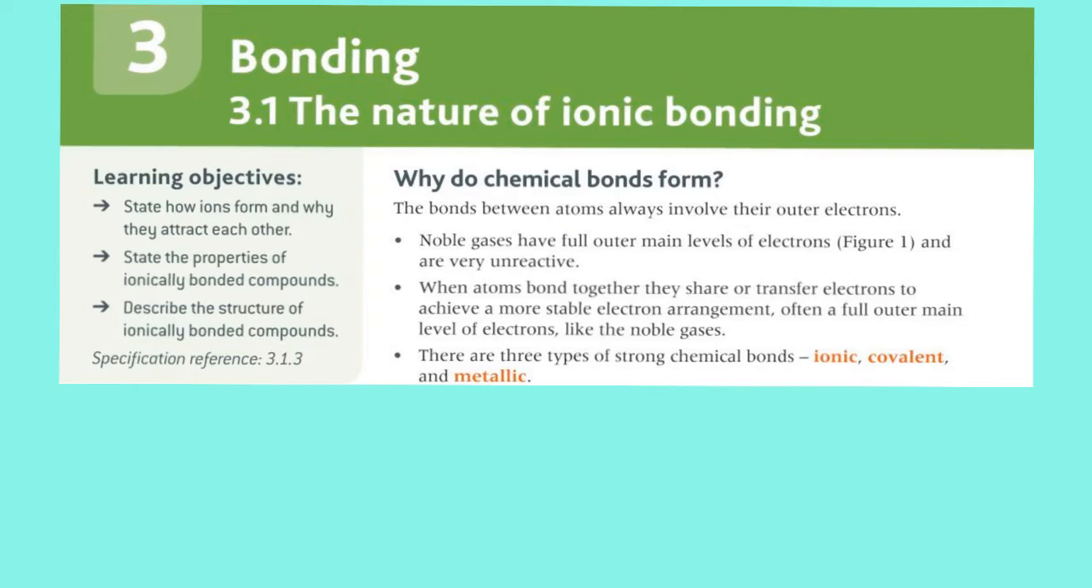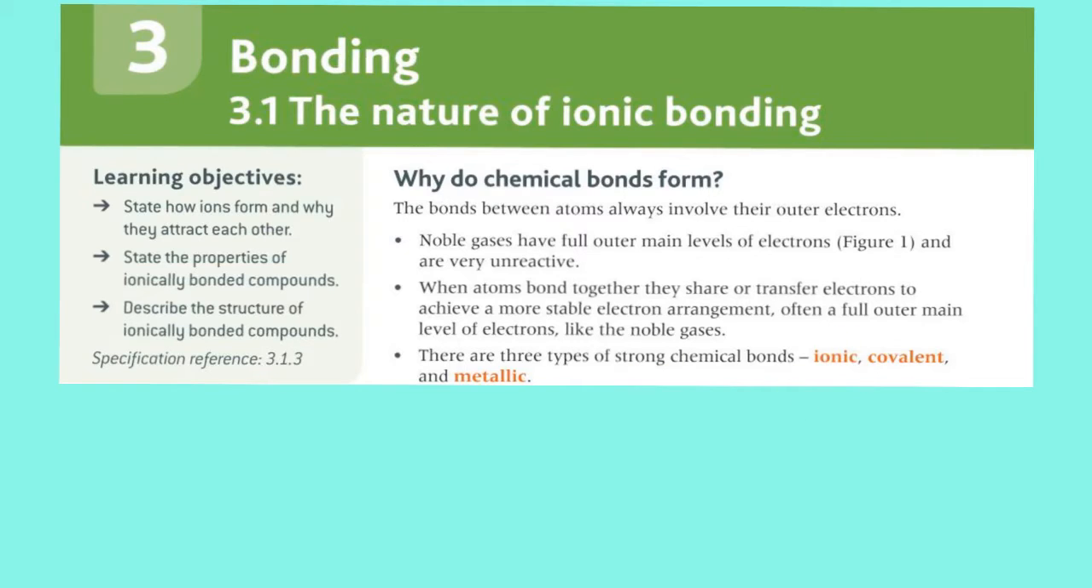In this section we're going to look at bonding, and we're going to look first of all at why chemical bonds form. We know that they form because of the outer electron arrangement of the atoms, and when they bond together they either share or transfer electrons from one atom to another. Now at GCSE you were taught there were three main types of strong chemical bonds.